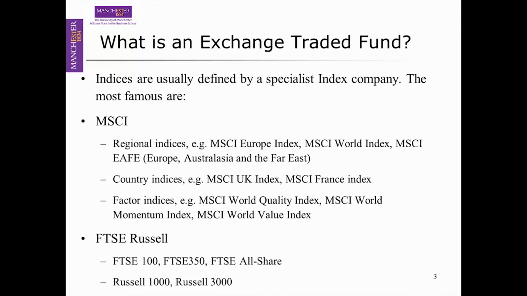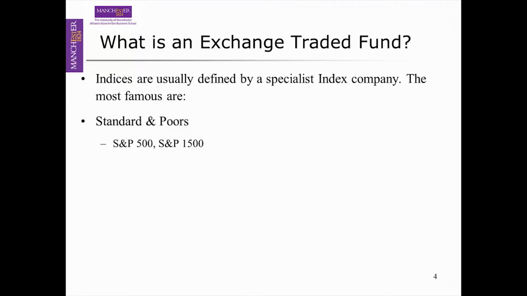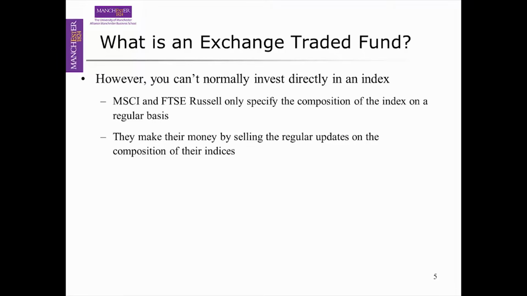FTSE Russell are best known for their FTSE 100, FTSE 350 and FTSE All-Share indices. They also offer a number of well-known US indices, including the Russell 1000, 2000 and 3000 indices. Standard & Poor's are best known for their S&P 500 and S&P 1500 indices.